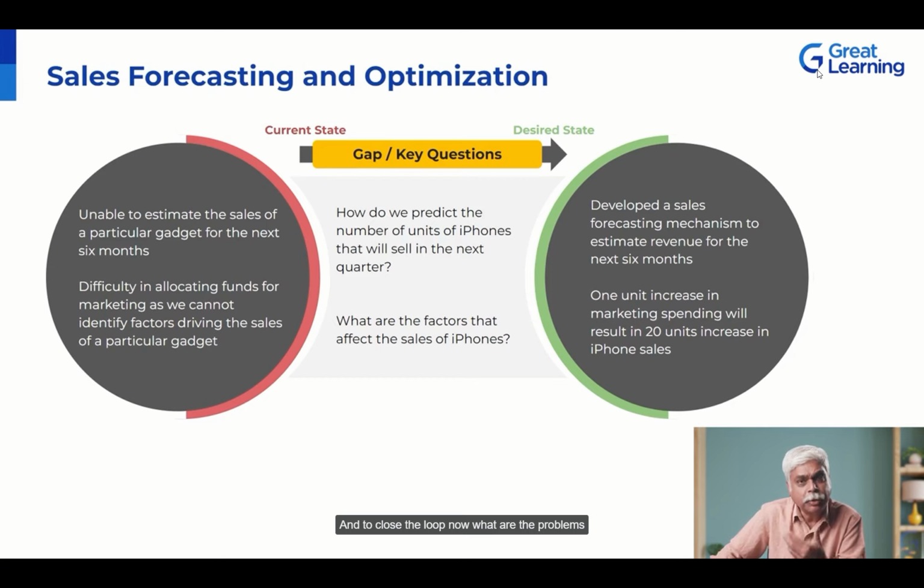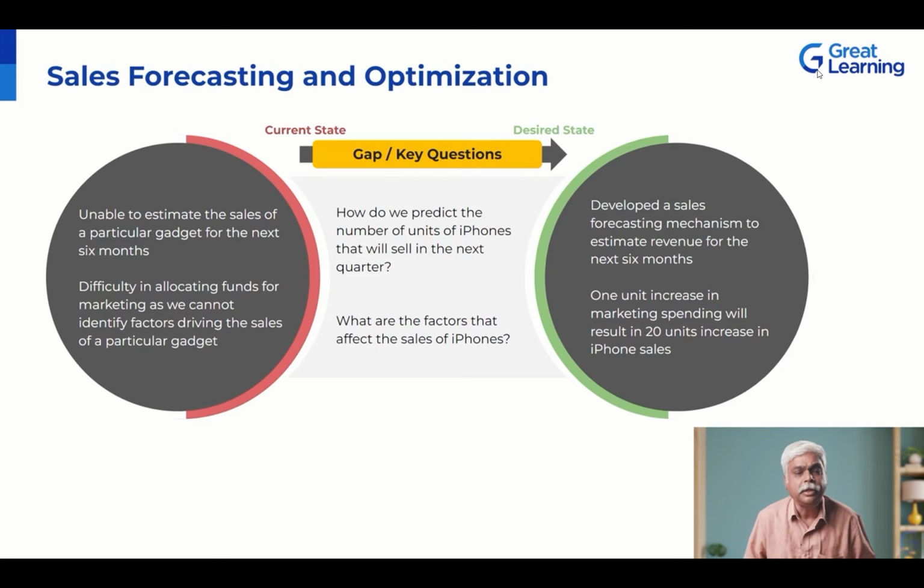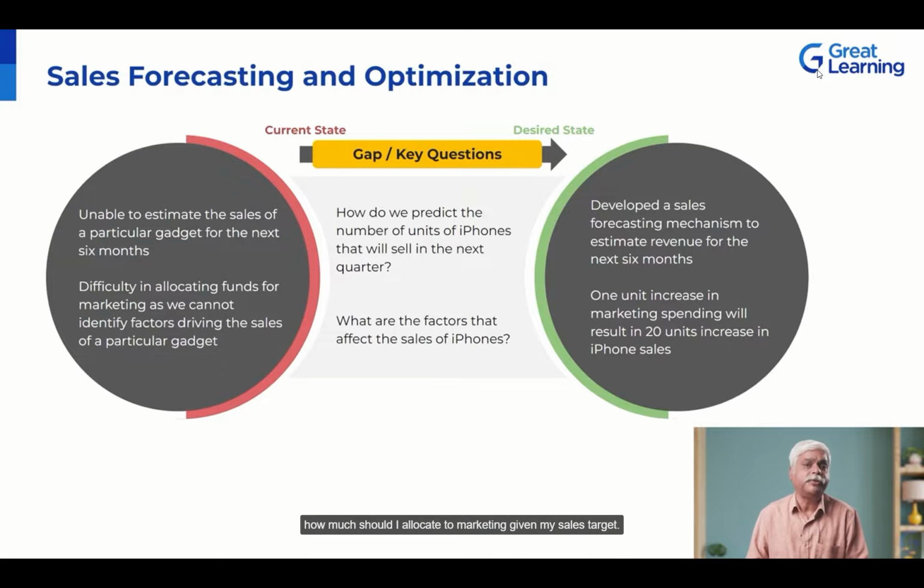And to close the loop now, what are the problems that we would be able to solve? One, we'll be able to get better estimates of sales or predictions of sales or get more accomplishable and meaningful sales targets. This is the forecasting problem. The second, the key drivers problem we'll be able to solve, which is to say, how much should we allocate to marketing? Because remember, now our regression problem is trying to head towards saying, if I spend so much in marketing, I will get so much lift in sales. So this will solve the problem of saying, how much should I allocate to marketing given my sales target?